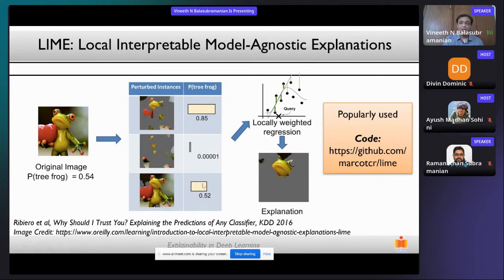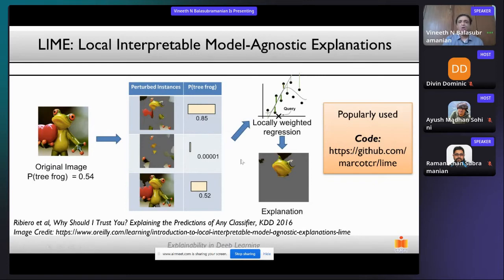What they do now is fit a linear regression model on this data set. Remember, linear regression gives you weights of every feature towards the prediction. You now get the weight of every input pixel towards the prediction, and that tells you which input pixels were most responsible for this particular prediction in this particular example. And after building the regression model, they conclude that the head region was the reason why this model predicted this as a tree frog.